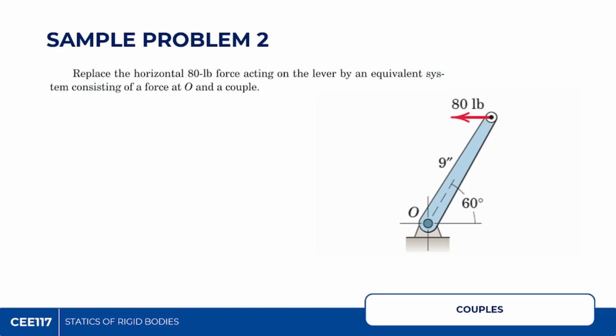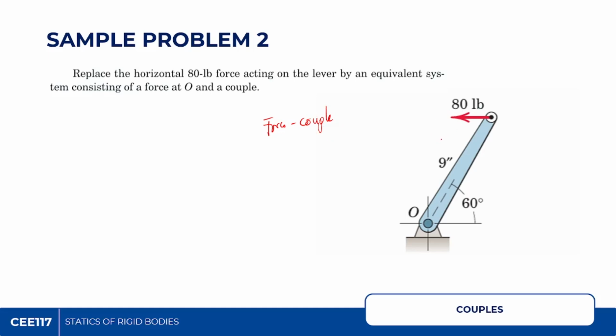Okay, so how about this one? Let's look. Replace the horizontal force 80 pounds acting on the lever by an equivalent system consisting of a force at O and a couple. So, in this problem, instead of describing this as an 80 pound force, we will be replacing this 80 pound into a force and couple system. When we say force and couple system, that is a combination of a force and a moment. Again, a couple is a moment, okay?